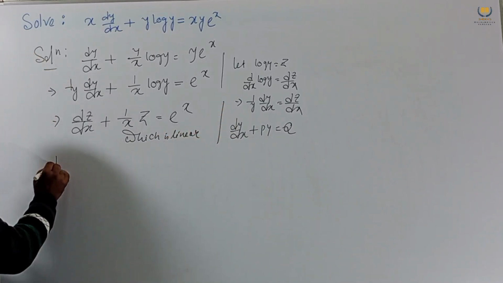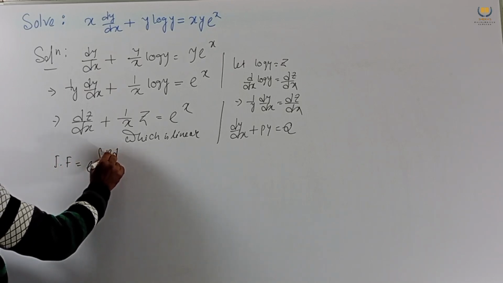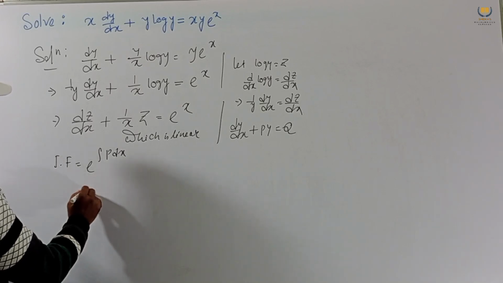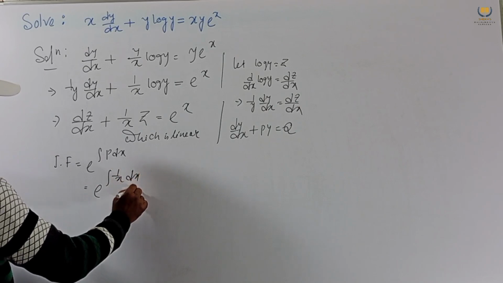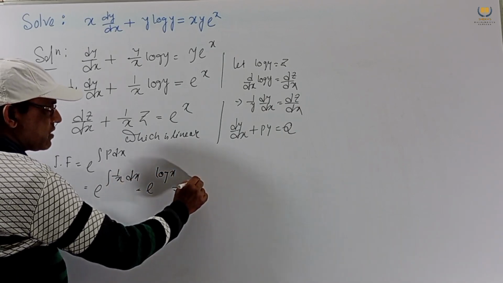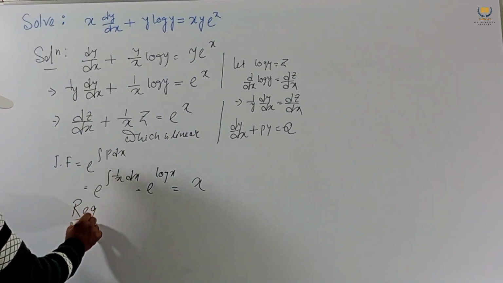Now you have to find the integrating factor, e to the power ∫p dx. Here p is 1 by x, so this is e to the power ∫(1/x) dx, which is e to the power log x, and this will be x. Required solution.